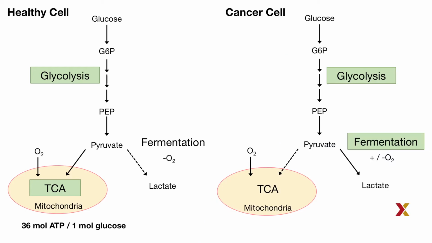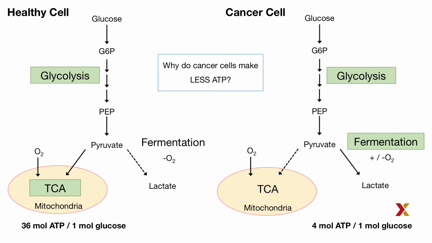In contrast, cancer cells favor fermentation over oxidative phosphorylation, even in the presence of oxygen. An average cancer cell diverts only 5% of its pyruvate into mitochondria, while the rest is converted into lactate. The result is a reduction of ATP yield with only 4 moles of ATP produced per mole of glucose.